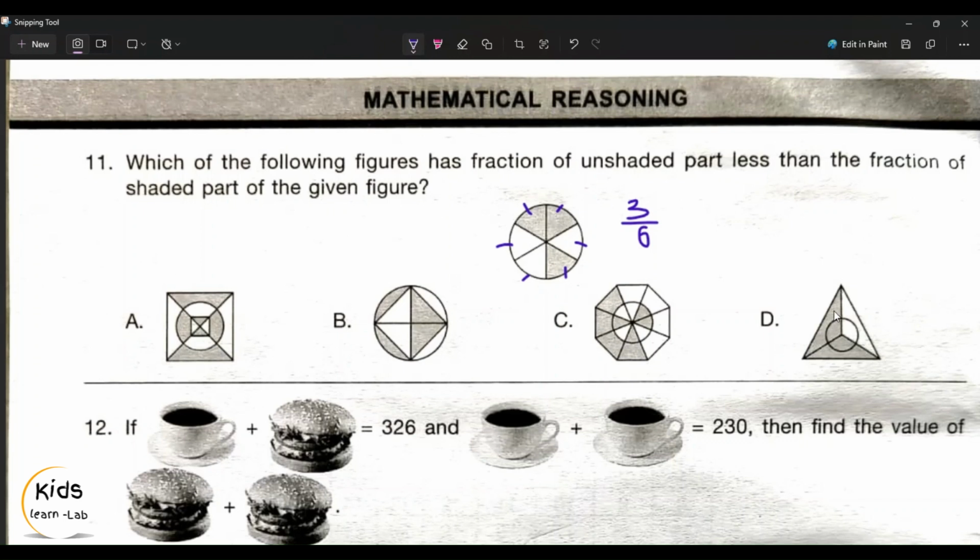So option D is having 1, 2, 3, 4, 5, 6 parts. So denominator is 6. How many unshaded are there? 1, 2. So 2 by 6. So 2 by 6 is less than 3 by 6. So option D is the right answer, children.